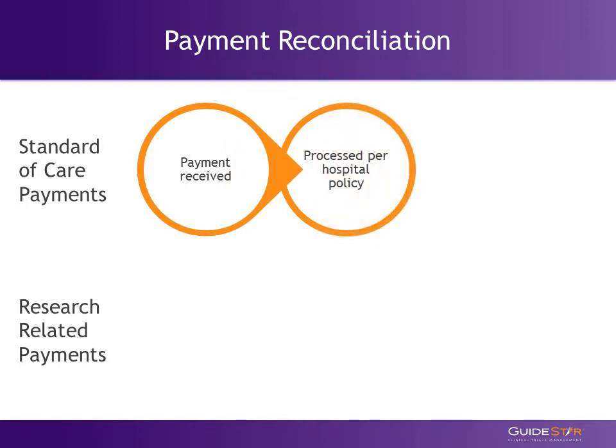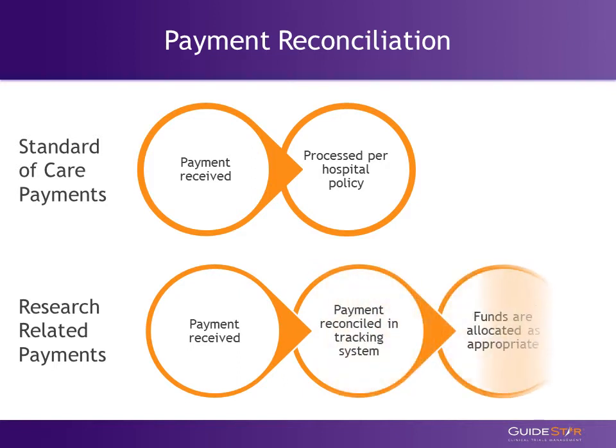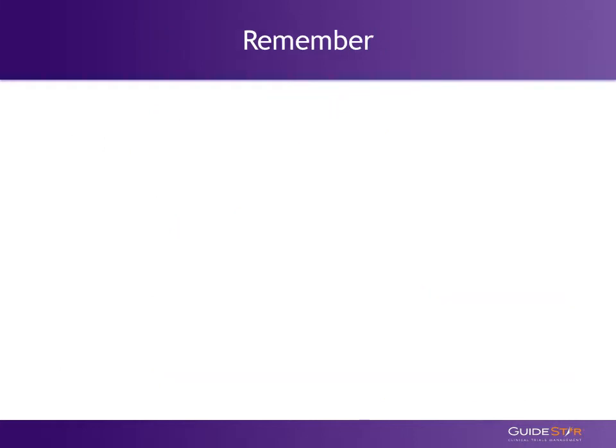However, when a research payment is received, the payment should be reconciled by the research department within the established tracking system to ensure that the sponsor is reimbursing the site properly for subject visits and procedures. If using a CTMS, this process also facilitates creation of a distribution memo that can be provided to hospital finance outlining how to allocate the funds.